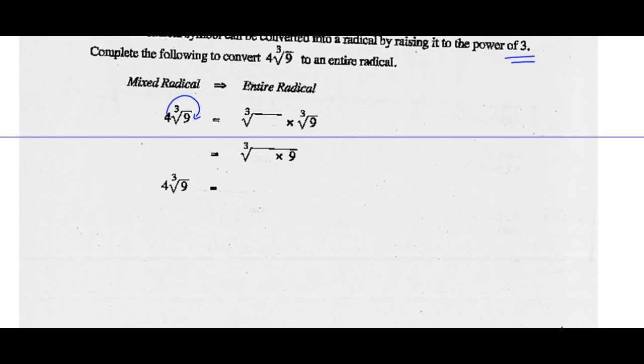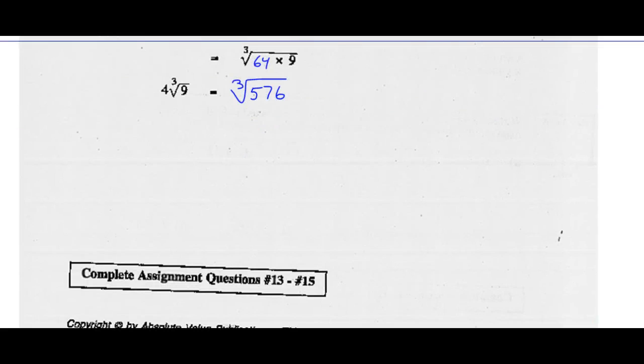Well, to bring the 4 inside the radical sign, I must cube it. And 4 cubed is 64. And 64 times 9 is a rather large number. 576. So this becomes the cube root of 576. All right. There's examples. You guys can now complete every question in this section. Away you go.